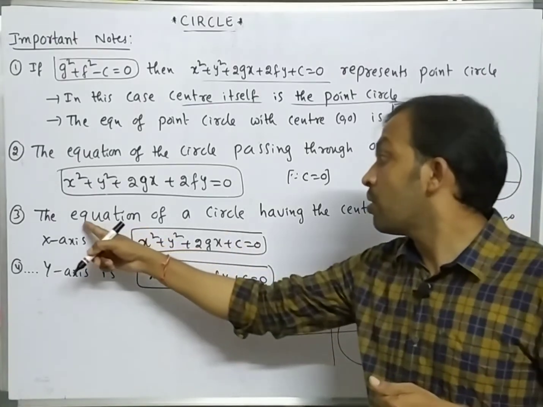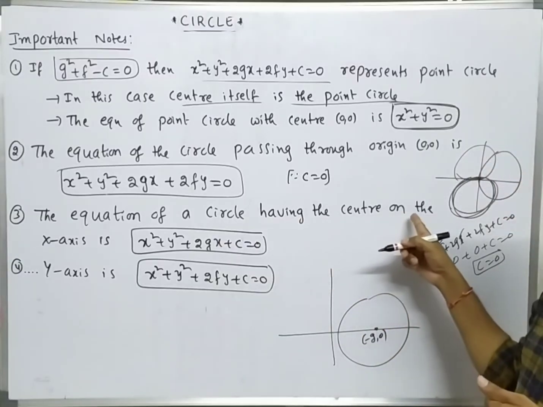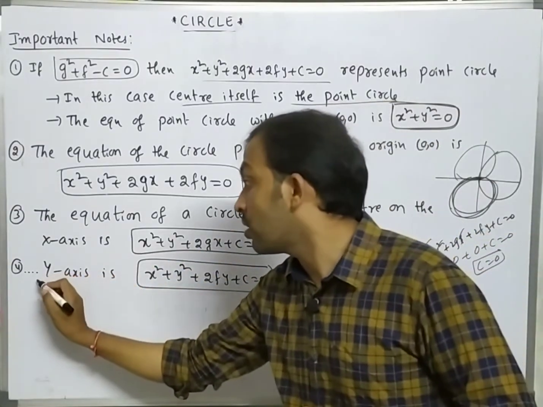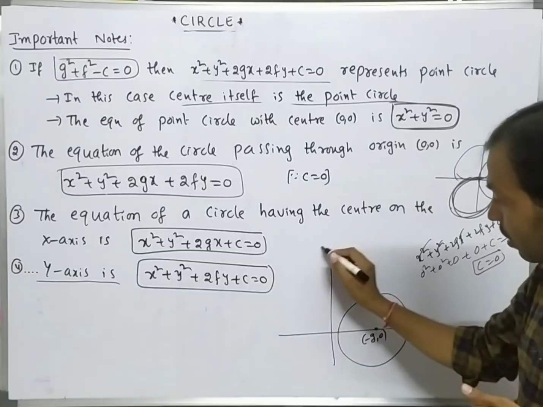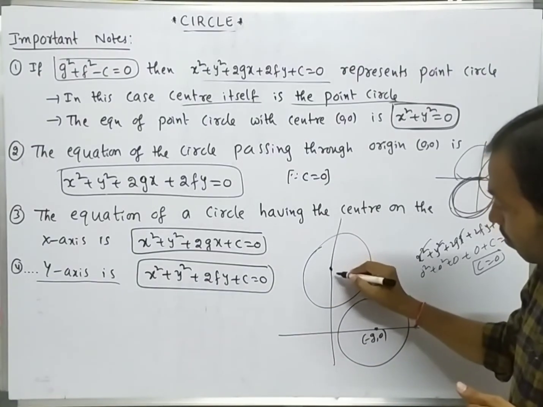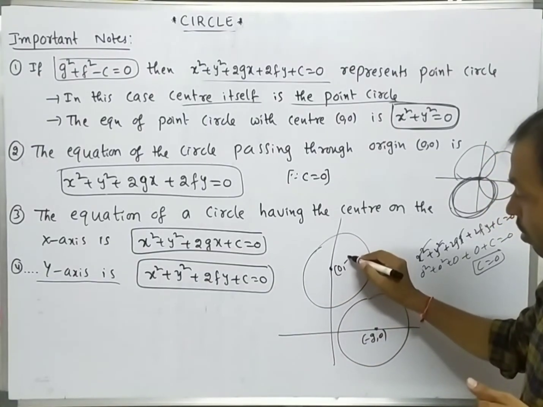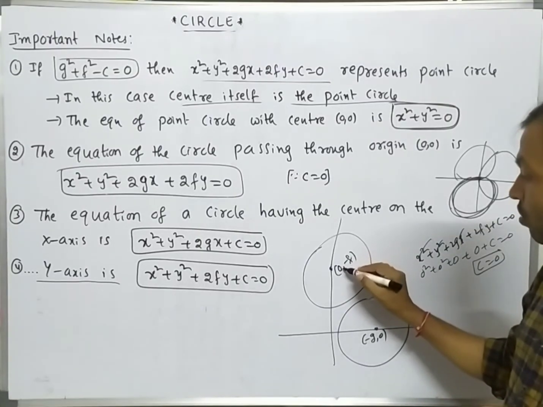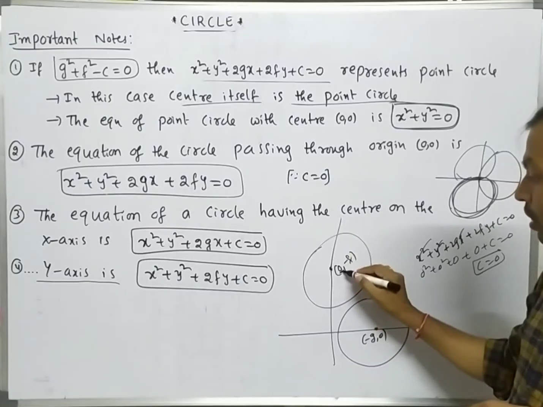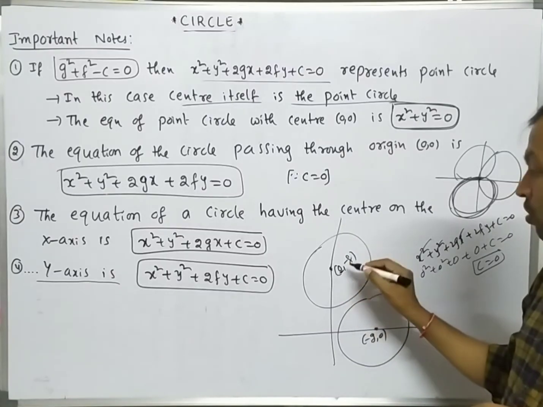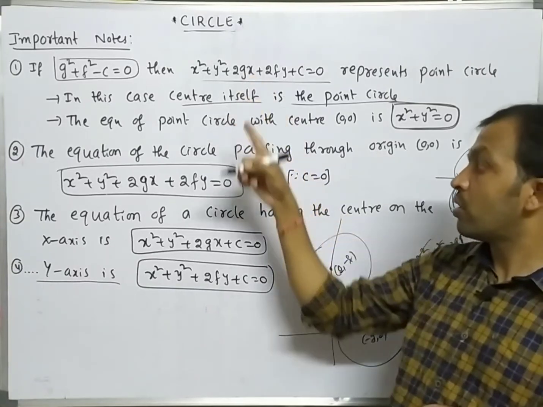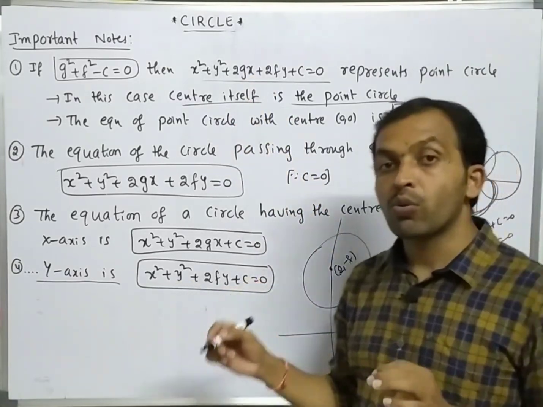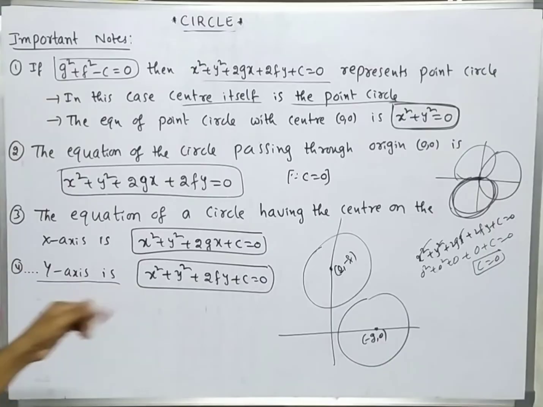Similarly, the equation of a circle having the center on the y-axis: if the center lies on the y-axis, that means the point is 0 comma minus f. Okay, the center is minus g comma minus f, right? So on the y-axis the x coordinate is 0, then g will be 0. So if we substitute g is equal to 0, then we get x square plus y square plus 2fy plus c is equal to 0. So that is the equation of the circle having the center on the y-axis.